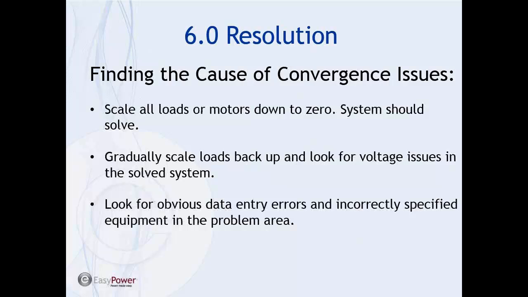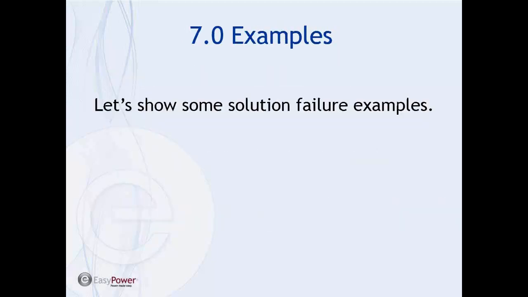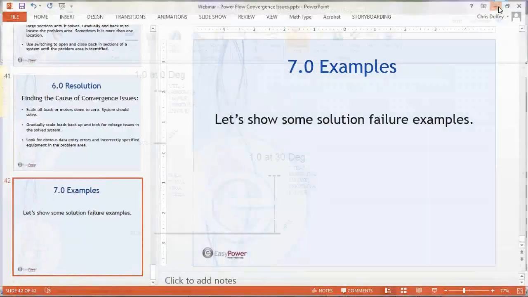Some more methods. Scale all your loads or motors down to zero, or maybe down to like 40% or 30%. Try and get a solution by scaling down your load, and then gradually scale it back up to discover where the low voltage issue is in the system after you get a solution. And again, once you locate that area, look for the obvious data entry errors in incorrectly specified equipment. Let's look at some examples.